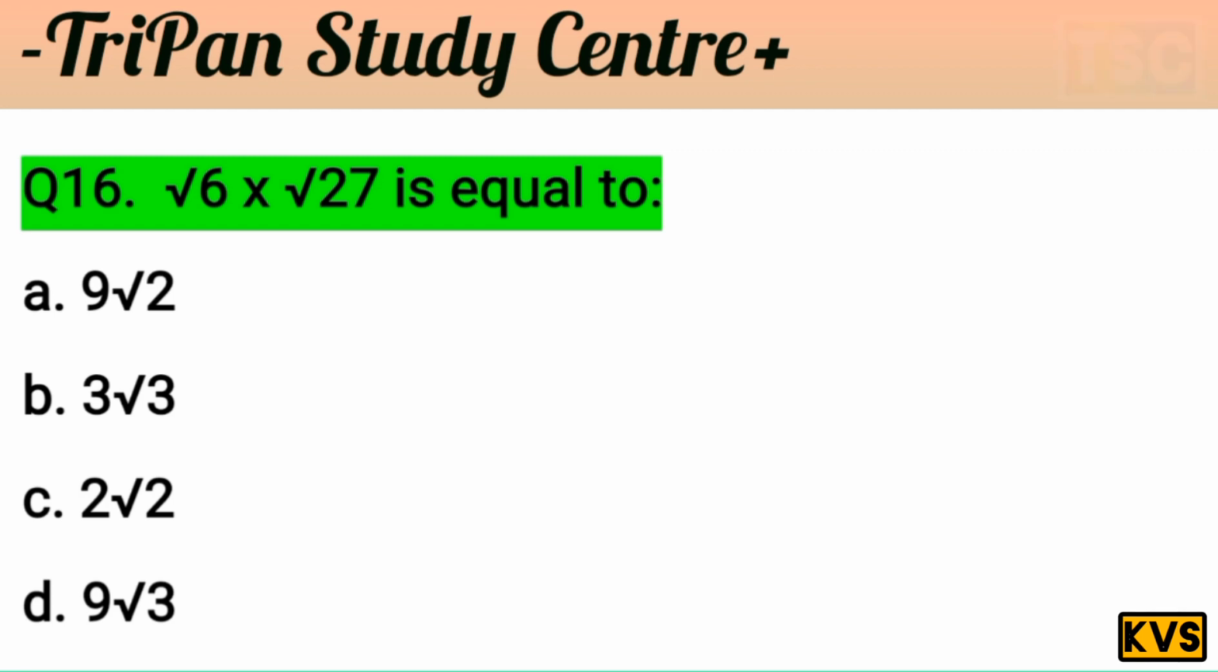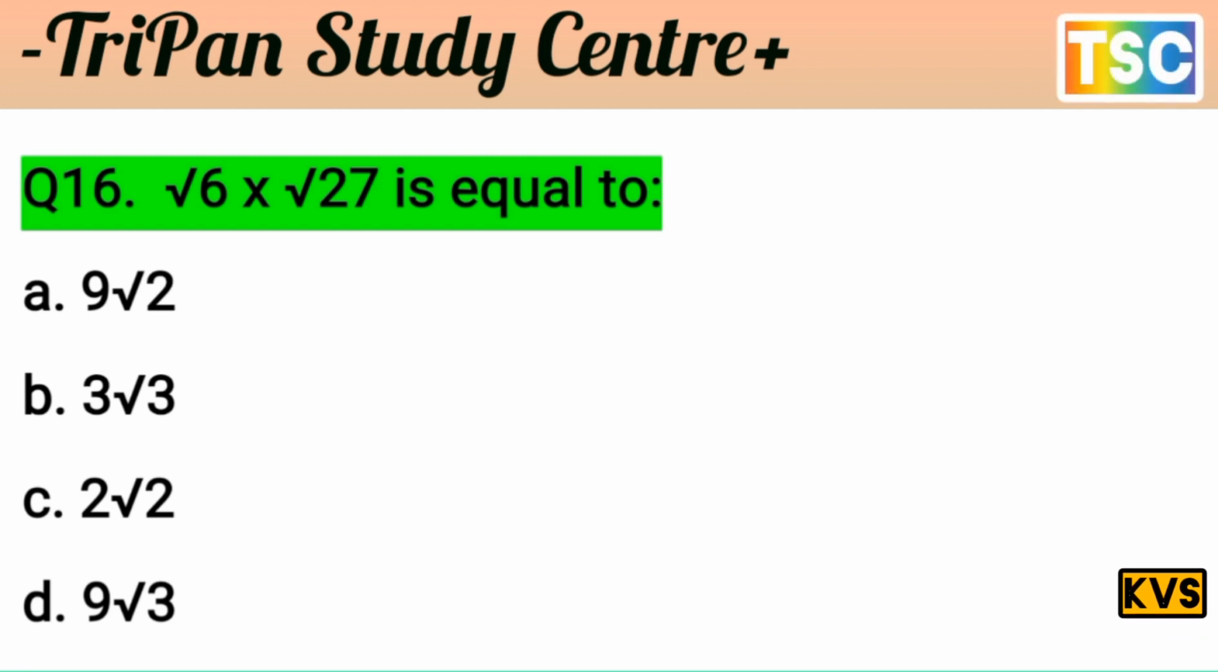I give you a few seconds. You check your knowledge. I understand. Square root of 6 is square root of 2 into square root of 3, and 27 is 3 into 3 into 3, all under root. The pair of 3 and 3 comes out as 3 into 3, which is 9. The remainder under the root is 2. It means option A is correct. 9 square root of 2 is the correct answer to this question. That's important and the knowledge is great.